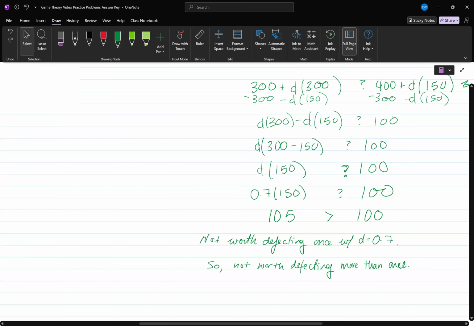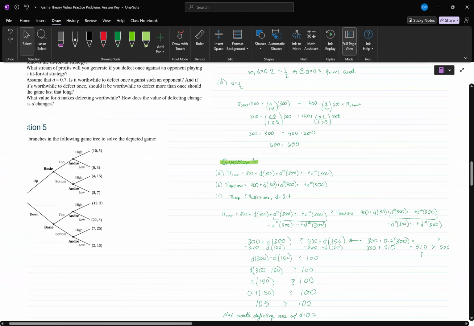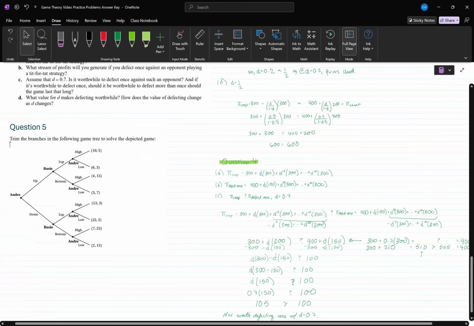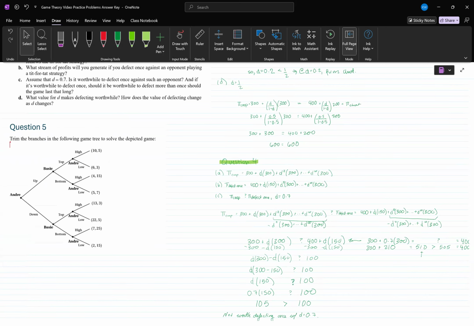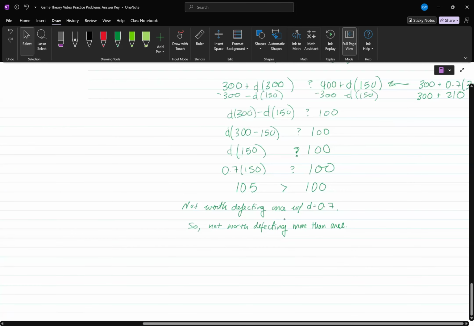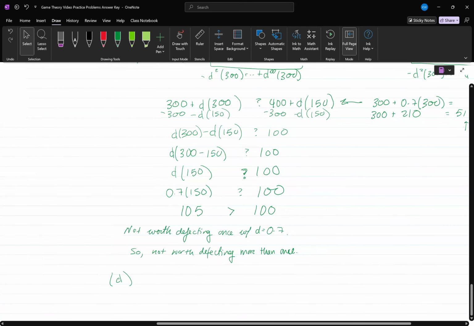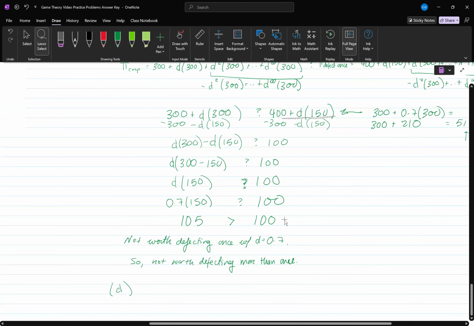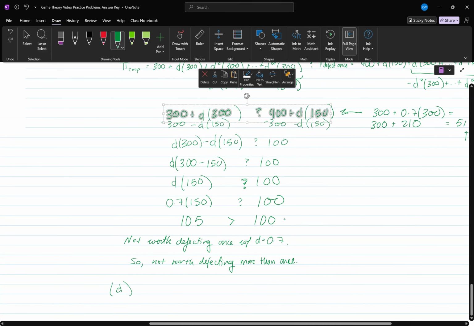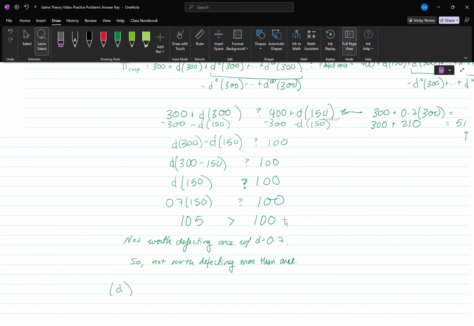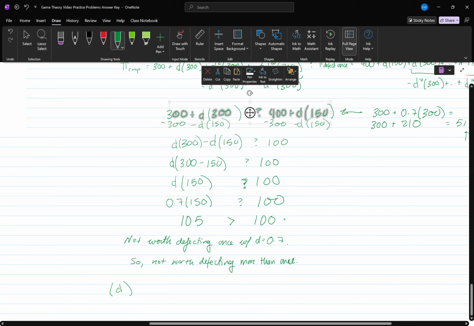Okay. And then part D asks us for what values of our discount rate does defecting make sense, or in other words, is it worth it? All right. So D here, we want to know what discount rate makes the payoffs from defecting exceed the payoffs from cooperating. Okay, that's what that question is asking.